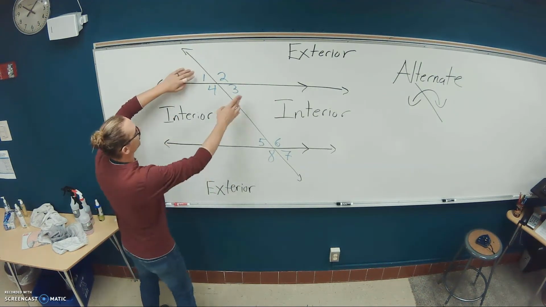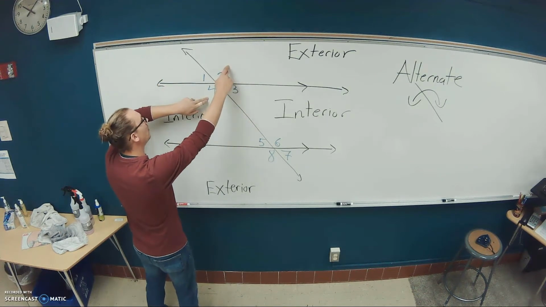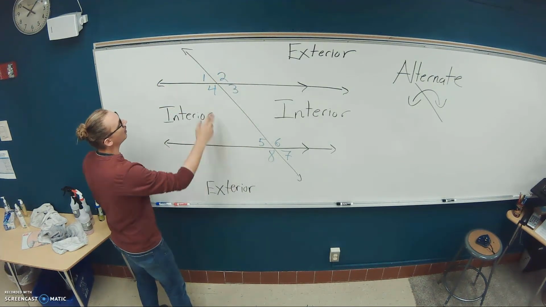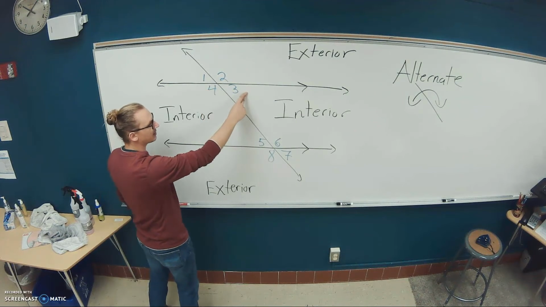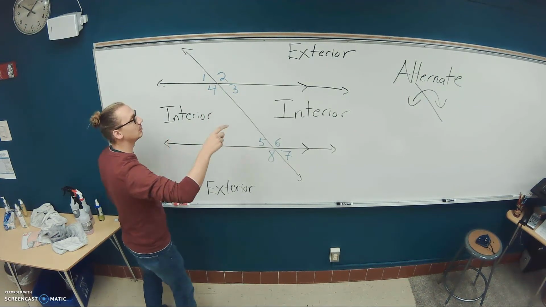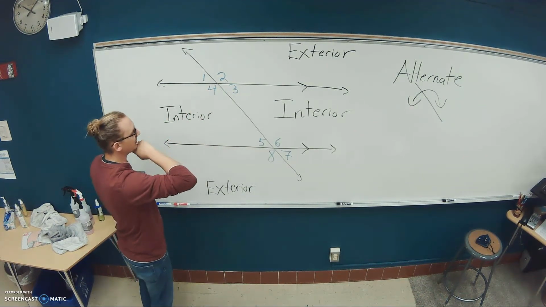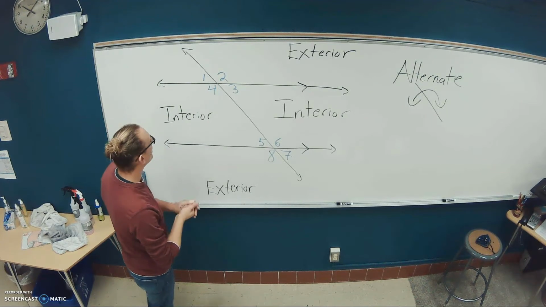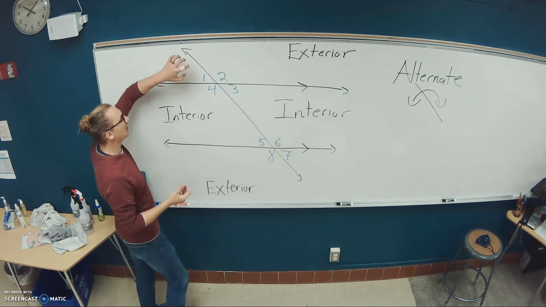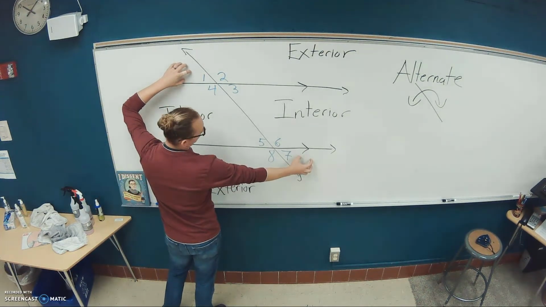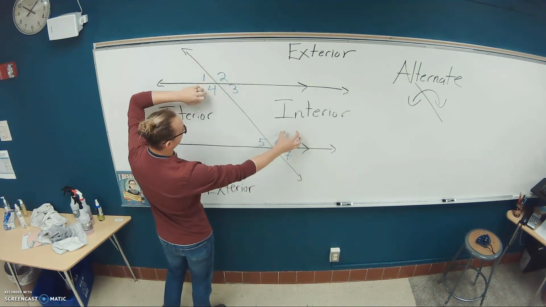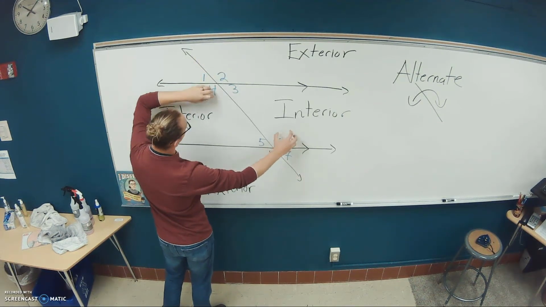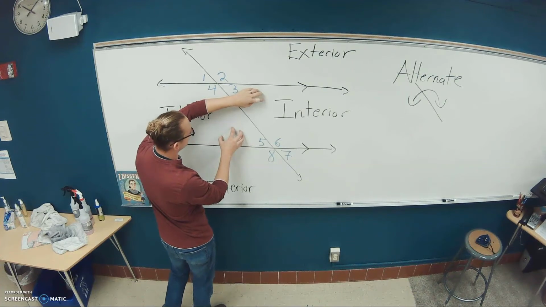Okay, 1 and 3 are congruent because they're vertical. 2 and 4 are congruent because they're vertical. 1 and 2 are supplementary because they're linear. 4 and 3 are supplementary. But keep in mind, too, that 1 and 4 are also supplementary. So we've talked about alternate exterior. They alternate sides and are on the outside. 2 and 8 are alternate exterior. 4 and 6 are alternate interior. 3 and 5 are alternate interior.